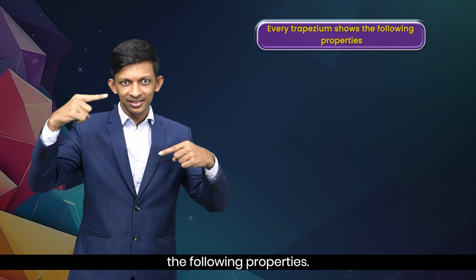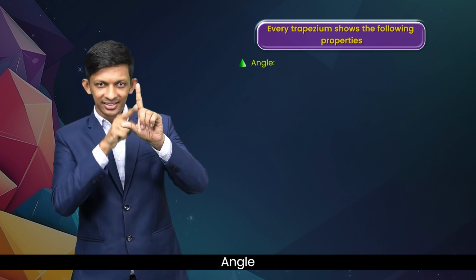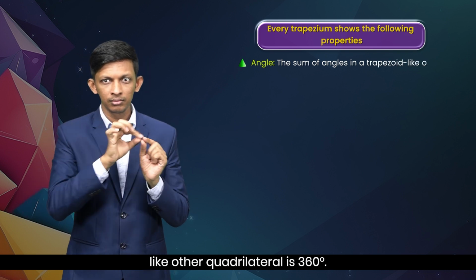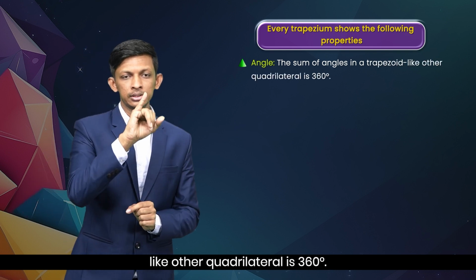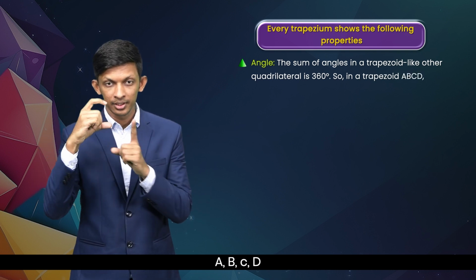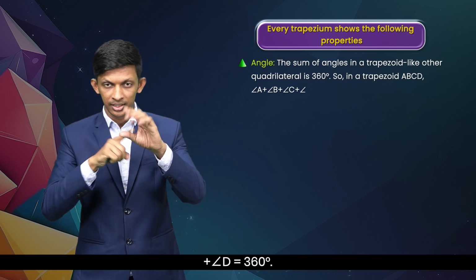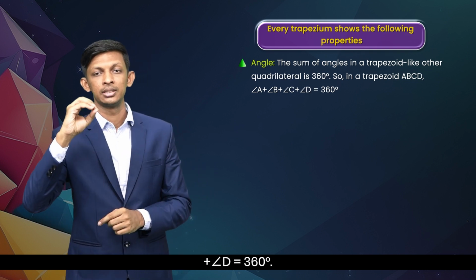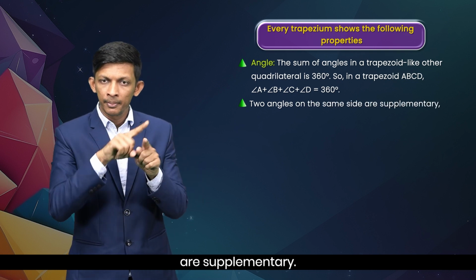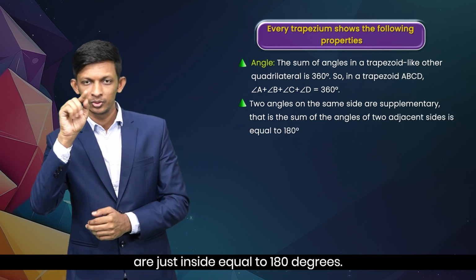Every trapezium shows the following properties. Angle. The sum of angles in a trapezoid, like other quadrilaterals, is 360 degrees. So, in a trapezoid ABCD, angle A plus angle B plus angle C plus angle D is equal to 360 degrees. Two angles on the same side are supplementary. That is, the sum of the angles of two adjacent sides is equal to 180 degrees.